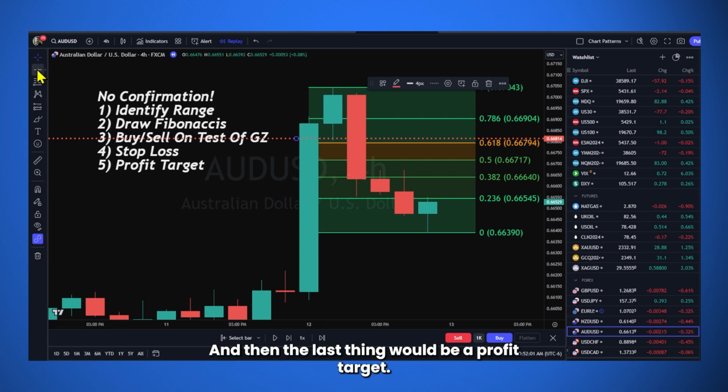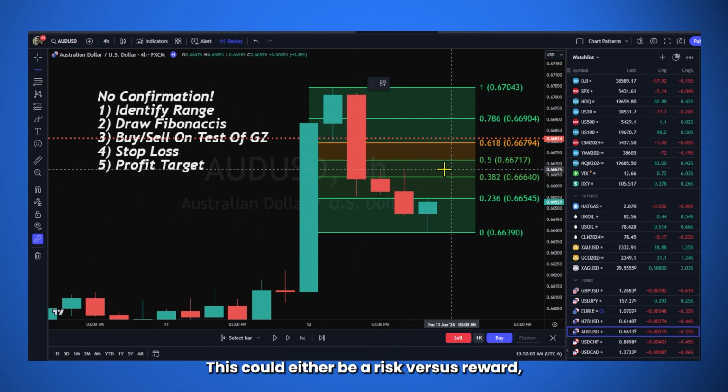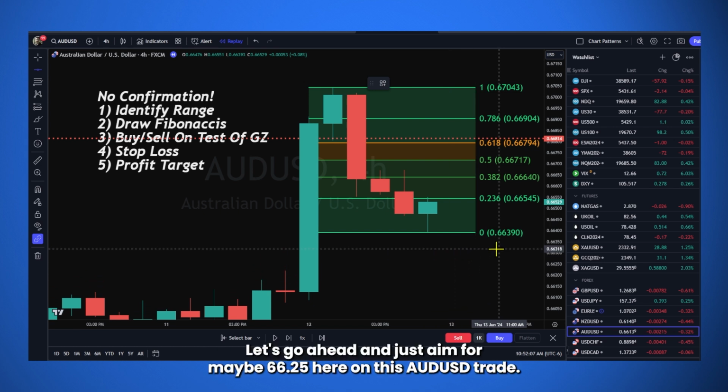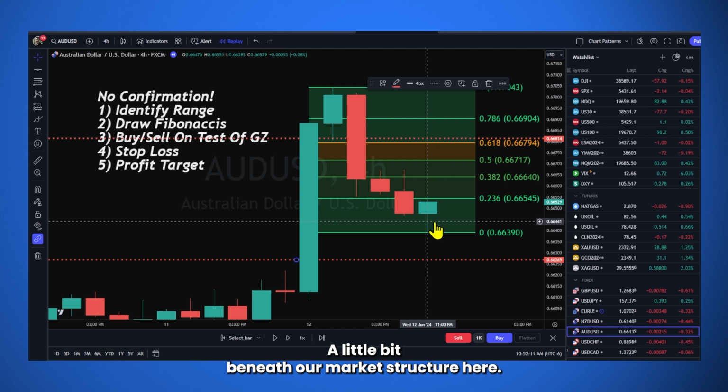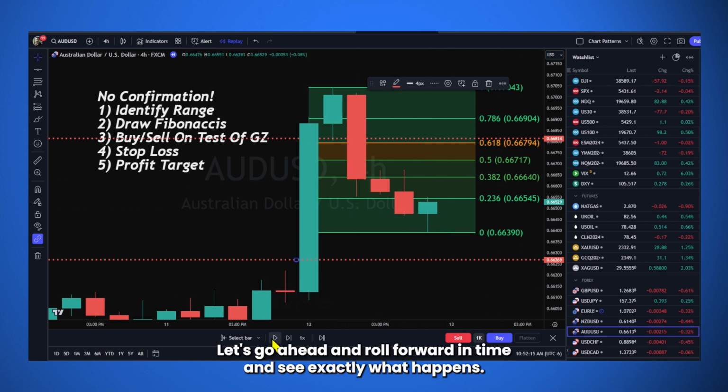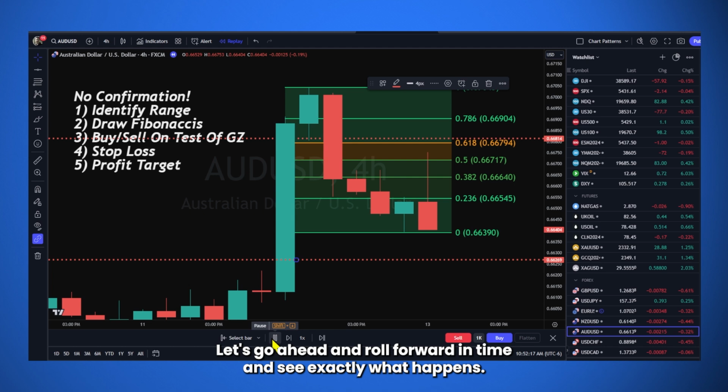And then the last thing would be your profit target. This could either be a risk versus reward or a function of market structure or a key number. Let's go ahead and just aim for maybe 66 and a quarter here on this Aussie USD trade, a little bit beneath our market structure here, perhaps get in on a bit of a new trend. Okay, let's go ahead and roll forward in time and see exactly what happens.